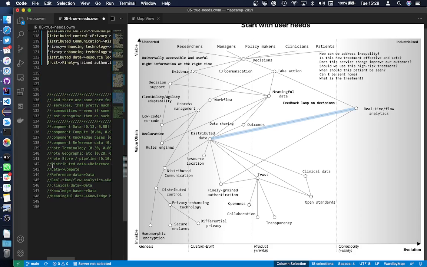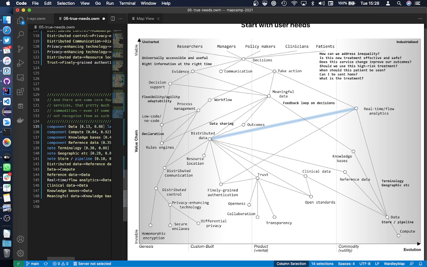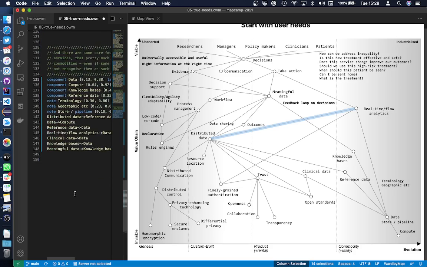And then all of that should be based on our core foundational services, which should be a commodity built on open standards, simple and complex clinical data that's meaningful, combined with reference data to give context, and built on commodity compute providers.